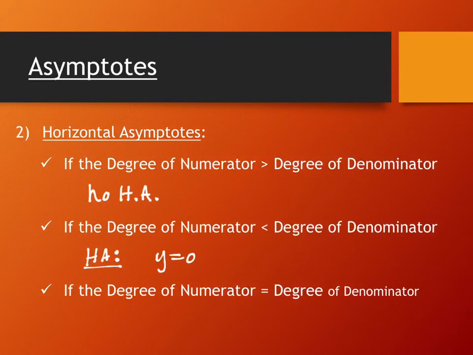The last one, if the degrees are the same, is the most difficult one to write down, but it's not difficult to do. It's still y equals. And it's y equals the ratio of the leading coefficients.